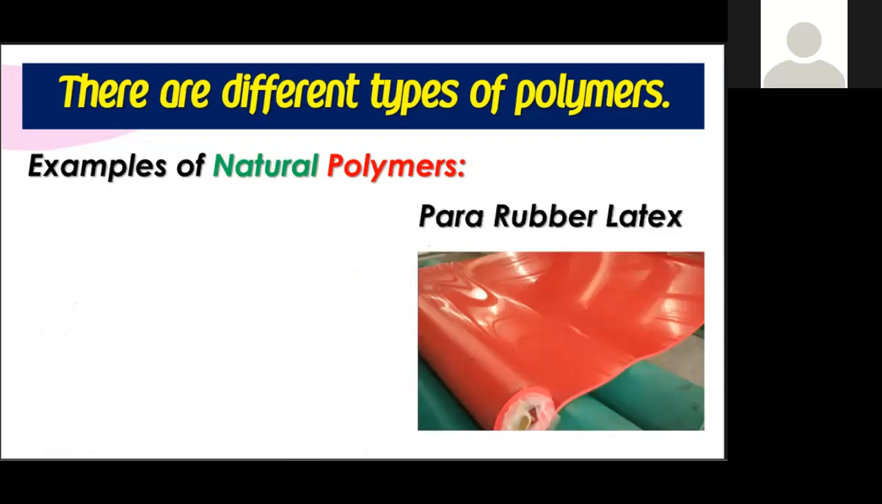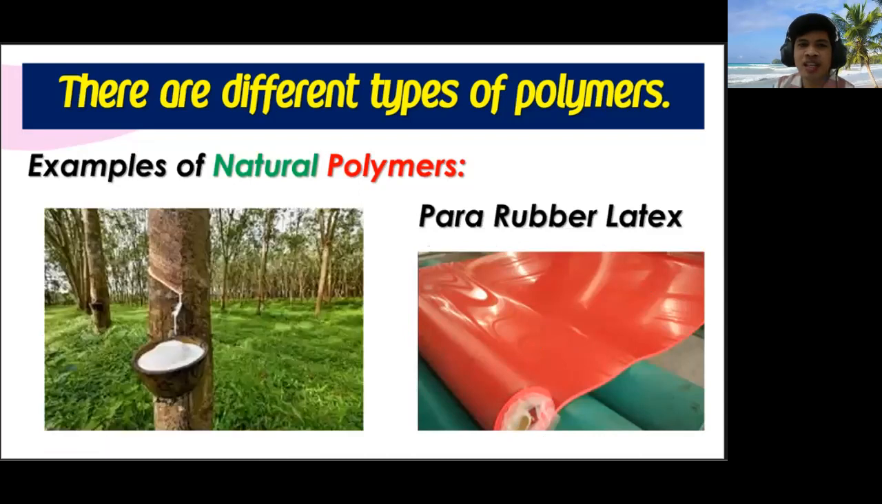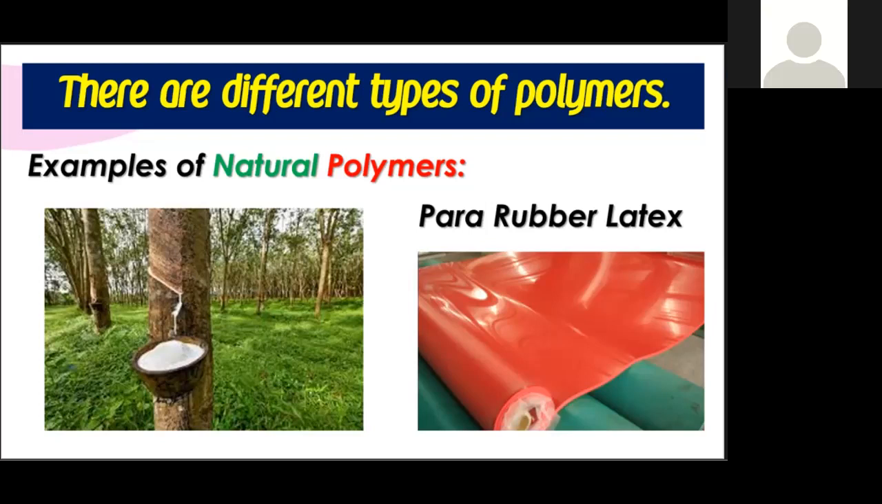Okay, para rubber latex. This is made from the para rubber tree. What provinces do you have here? Do you have this para rubber tree plantation here in Thailand? Do you know where they planted here in Thailand? What provinces? South, in the South. All right, in the South provinces.